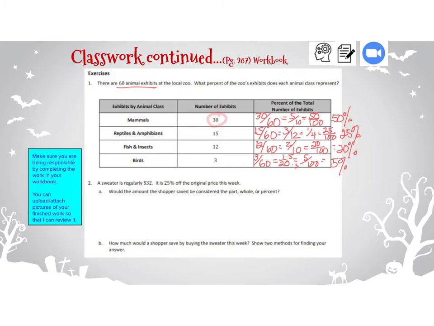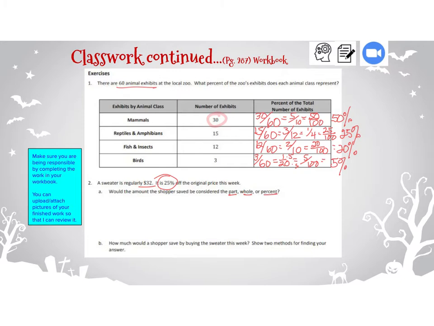Okay, now we're looking at a sweater that's regular. This is where you're shopping. It's regularly $32, and they said there's a 25% off sale going on. Would the amount the shopper saved be considered the part, the whole, or the percent?